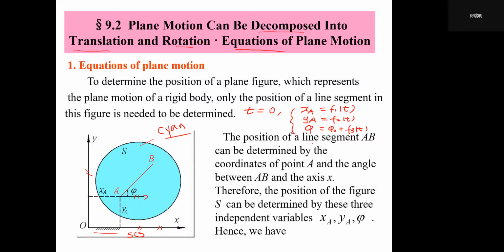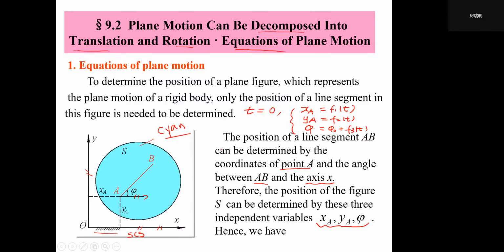So the position of a line segment AB is arbitrarily selected from this plane figure, so we just need to determine the coordinates of point A and the angle between AB and the positive direction of axis X. Therefore, the position of figure S can be determined by these three independent variables. These three things are independent.